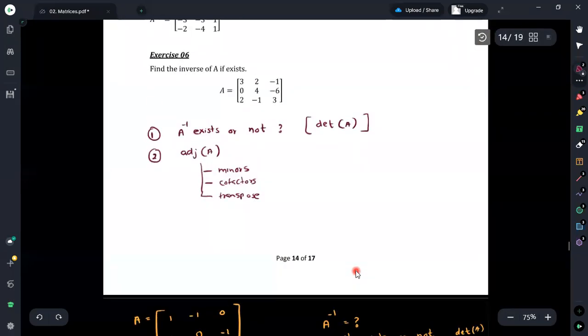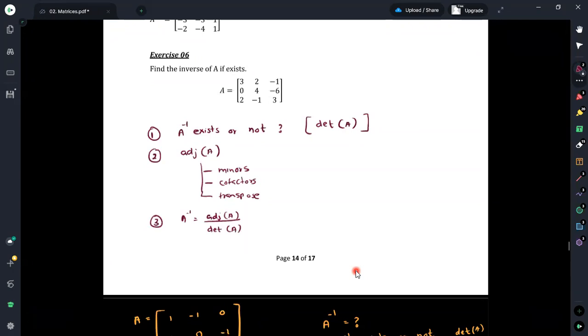Therefore, as the third and last step, we can obtain this A inverse using this equation. A inverse can be obtained simply by taking the adjoint of matrix A divided by the determinant of matrix A. Using this equation, we can calculate the A inverse as well.